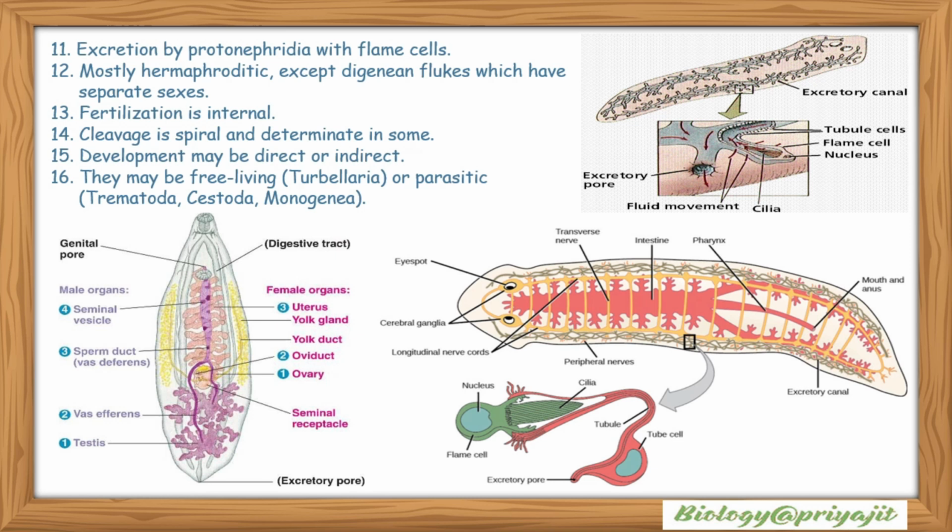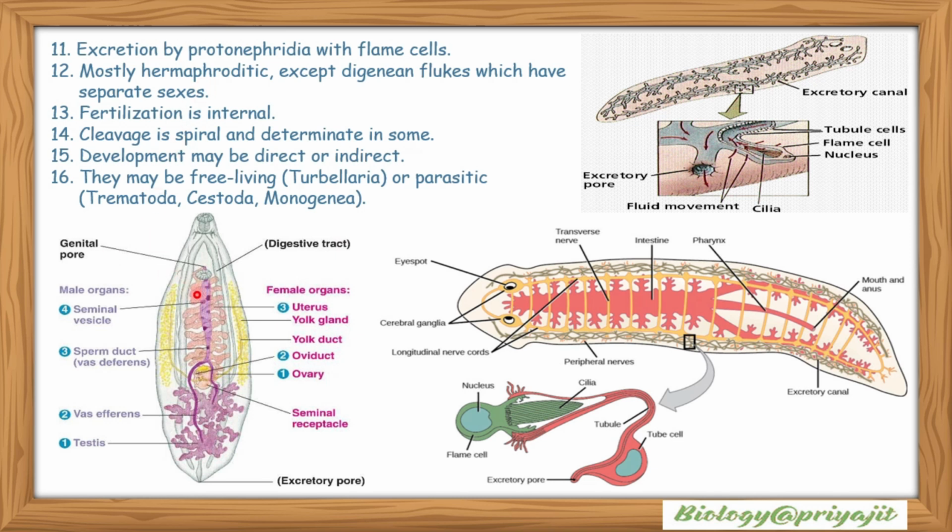Their excretion is by protonephridia. This is the excretory canal. It is found as protonephridia with flame cells. These are the images of the flame cells. Most of them are hermaphrodite except digenean flukes, which have separate sexes.